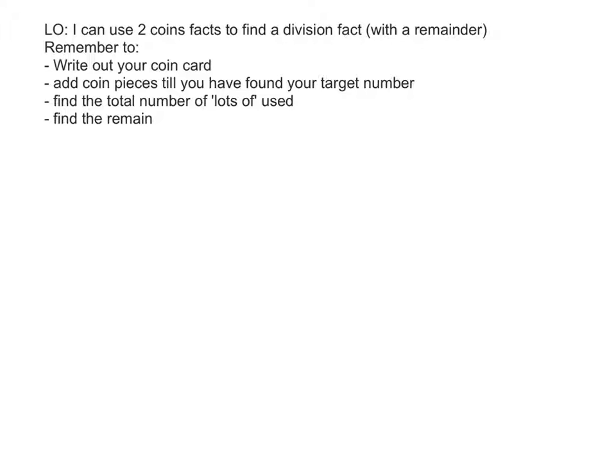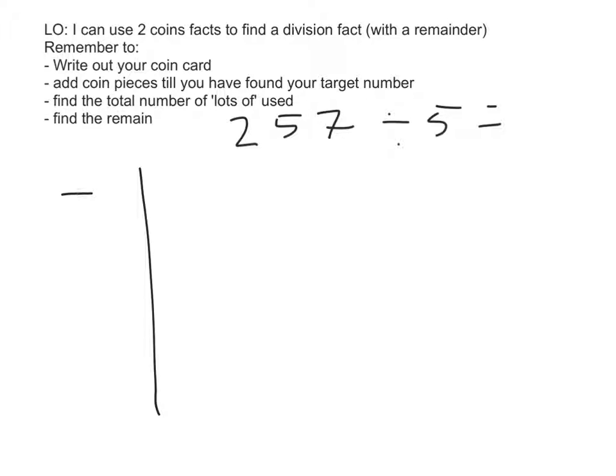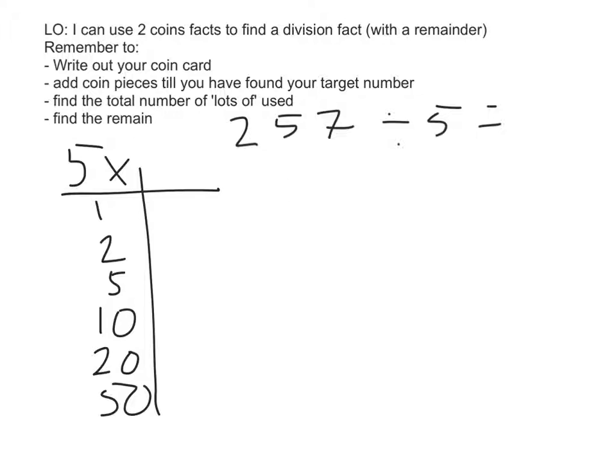Okay, let's start by looking at a second example now. So let's look at a second example, and let's do 257 divided by 5. Okay, so first of all, I'm going to draw out my coin facts. Here we go. Don't forget to write the times 5. I'm going to do 1. All your key coin facts, don't forget to do them. Okay, and now I'm going to write them out.